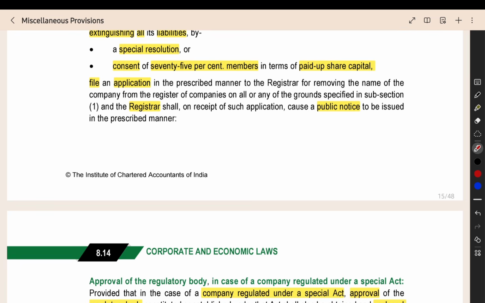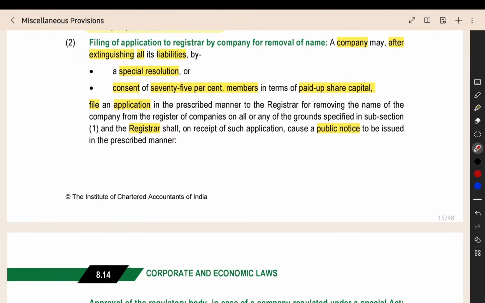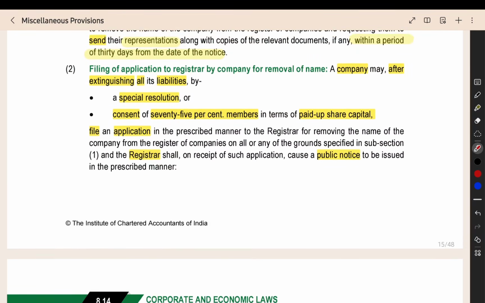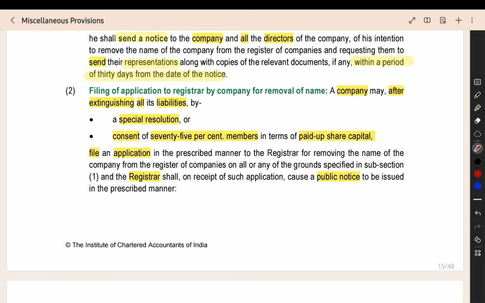Why would you want to do that? Because striking off is an easy way to complete the company, to finish the company. So you are voluntarily giving an application to strike off your company's name from the register of companies. For that, you have to get the approval of the shareholders.